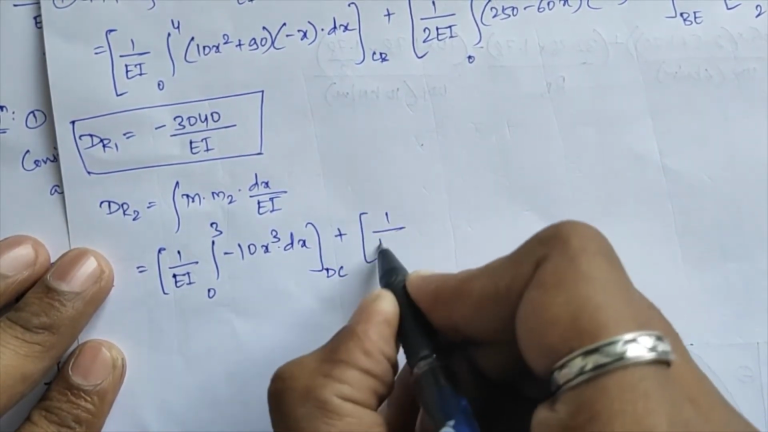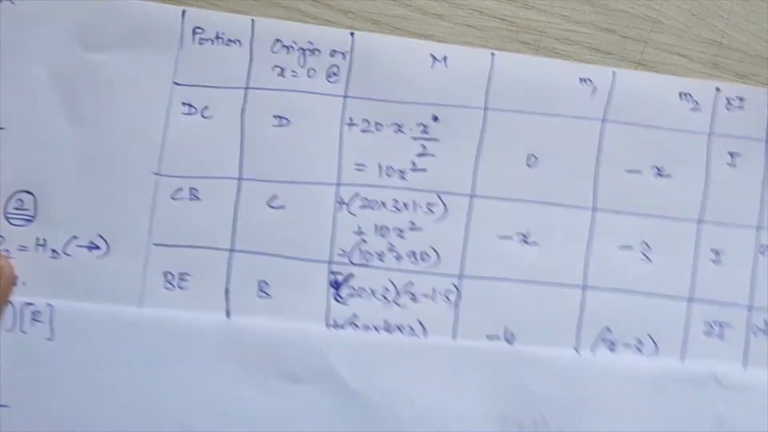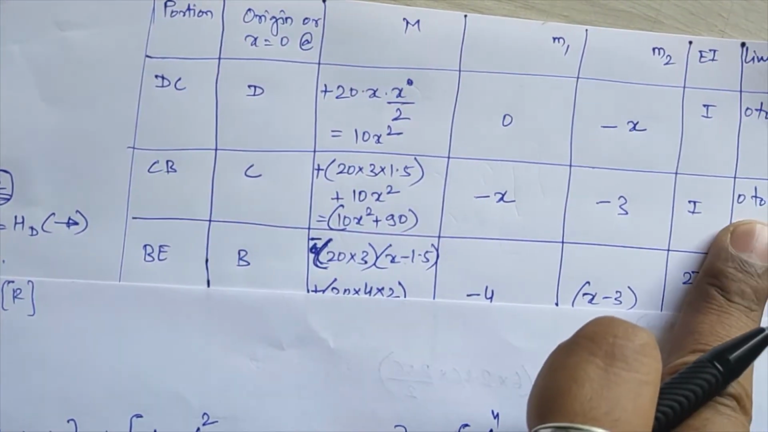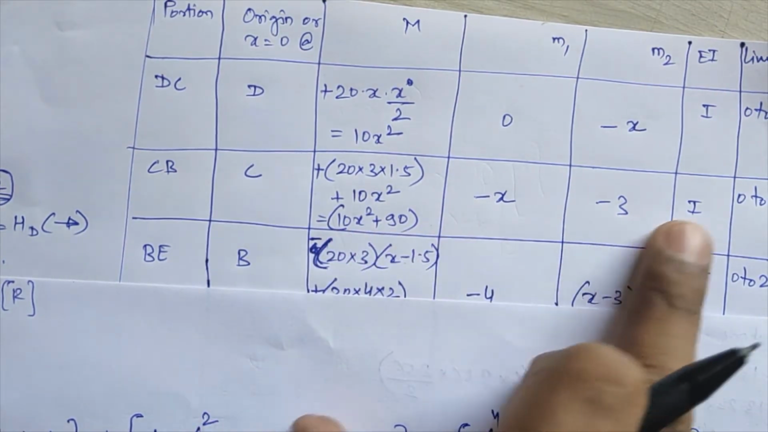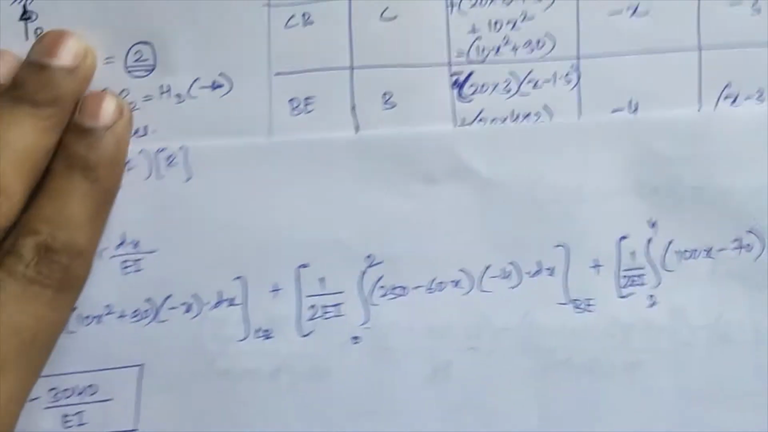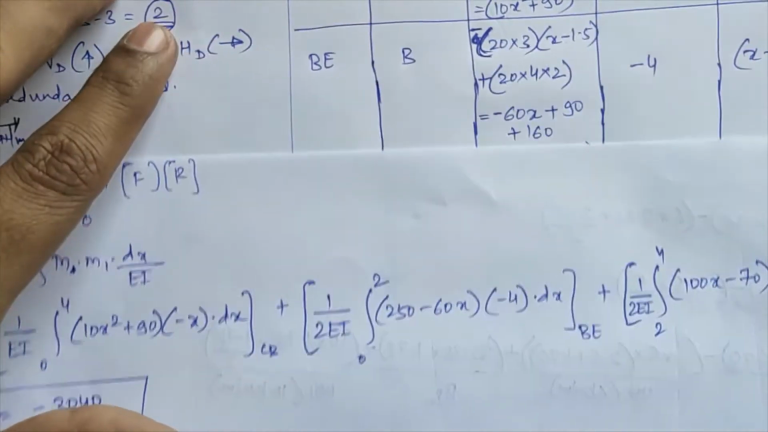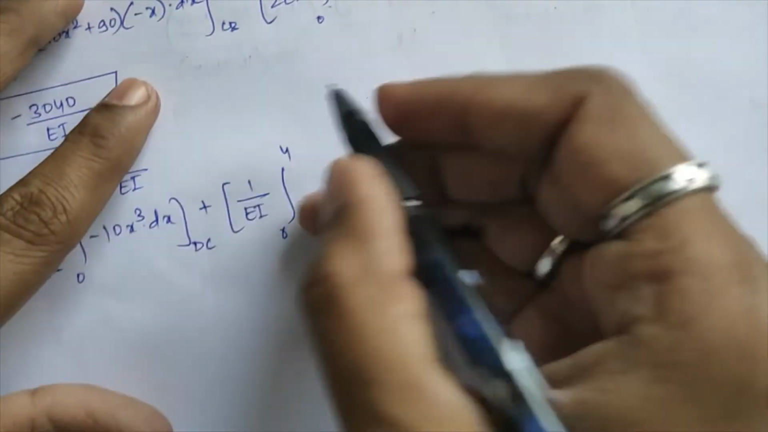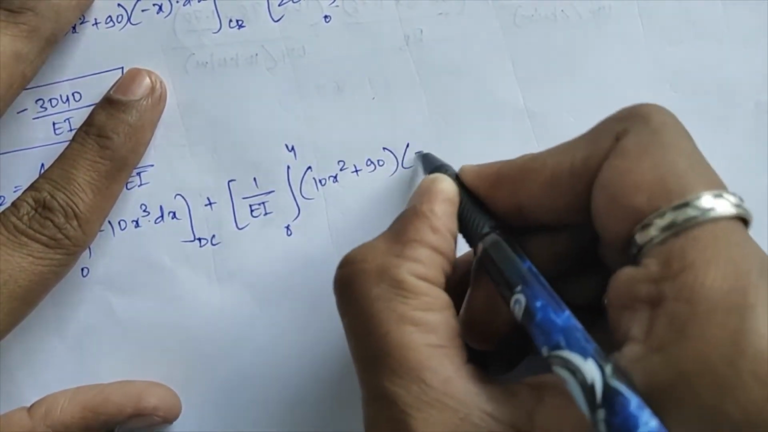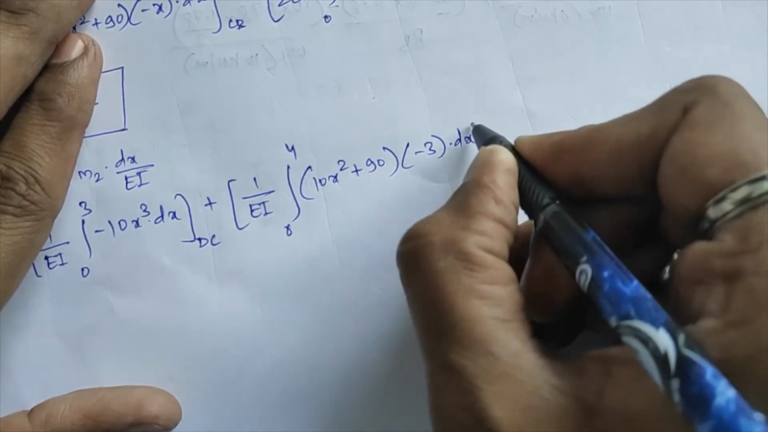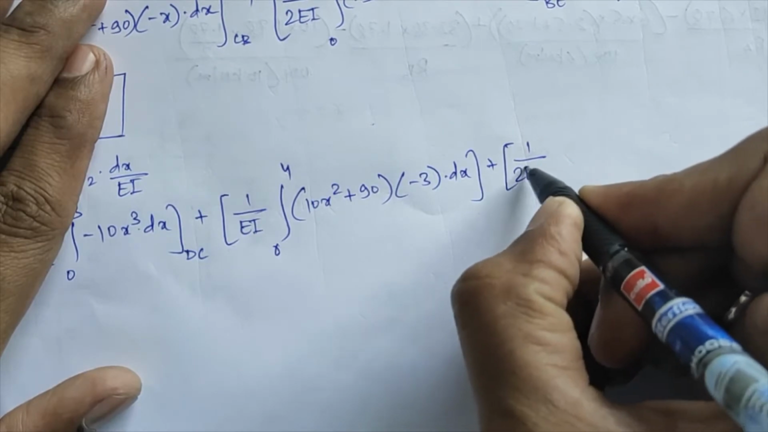Plus for the second portion, again 1 upon EI common, integration limits. Okay, for the CB portion that is from 0 to 4, and the value will be 10x square plus 90 into minus 3, and the I value is I here. So limits of integration are from 0 to 4 again. Okay, 10x square plus 90 into minus 3 into dx.